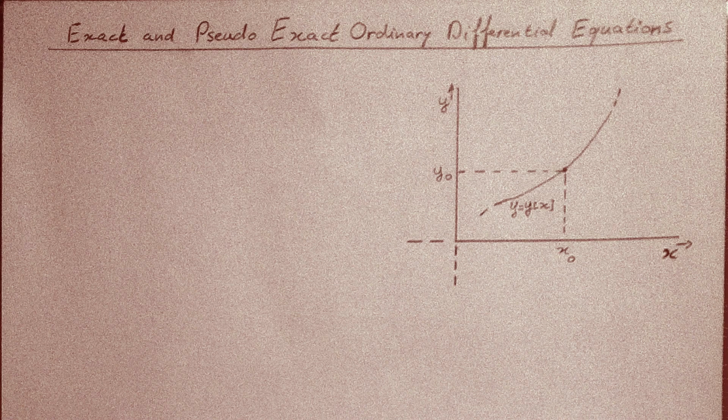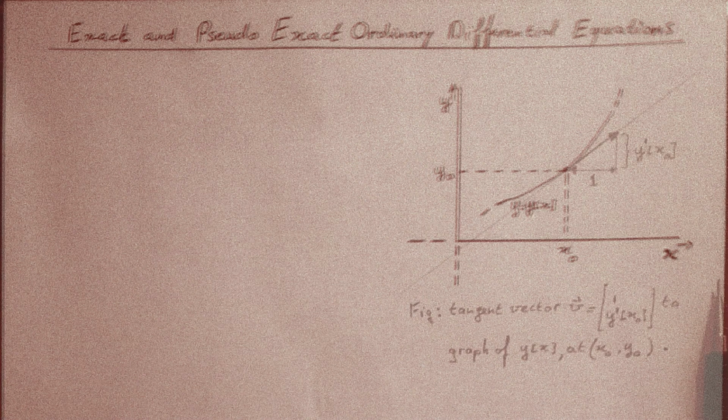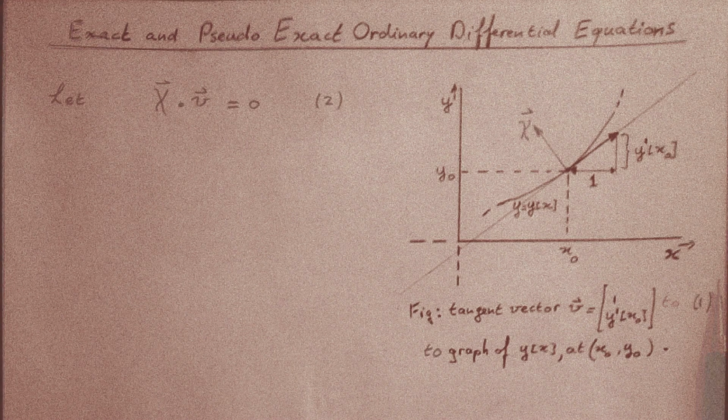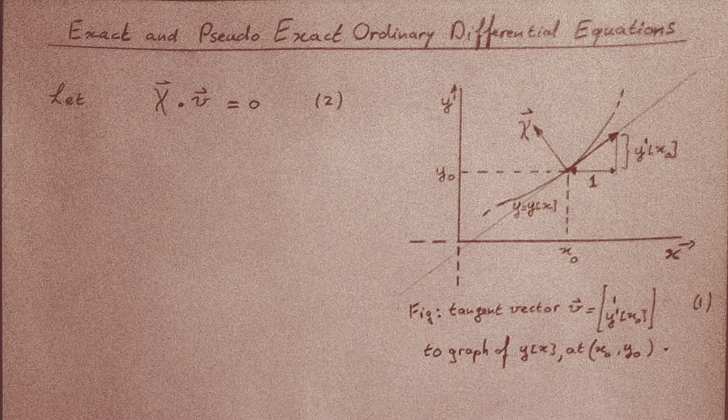Consider a piece of a curve in the xy plane. Let this piece be the graph of a function y of x. Let y0 be the value of y for x equal to x0. Then the vector v with components 1 and y prime, and which originates from the point x0, y0, is tangent to this curve at the point x0, y0. If there would furthermore be given a vector chi, such that the inner product of chi and v would be 0, then chi and v would be perpendicular.